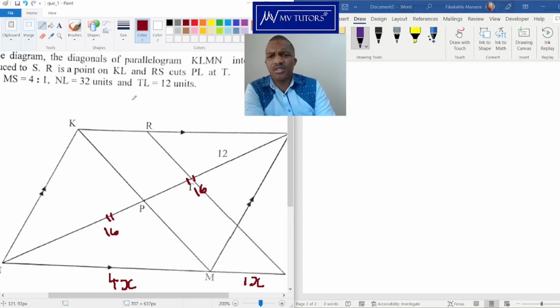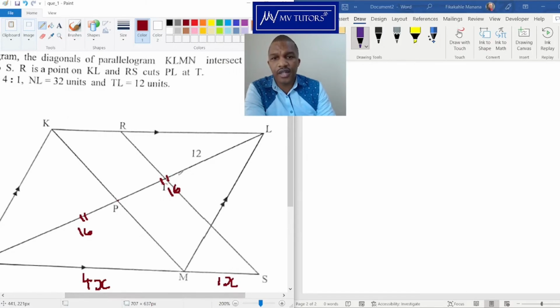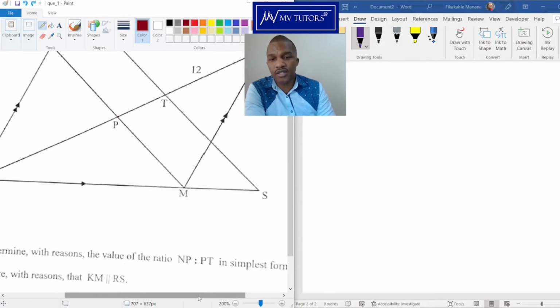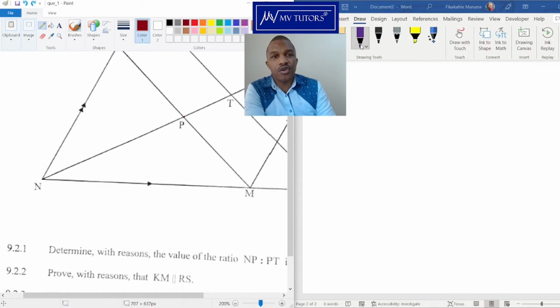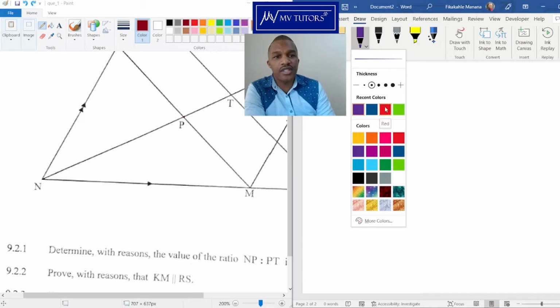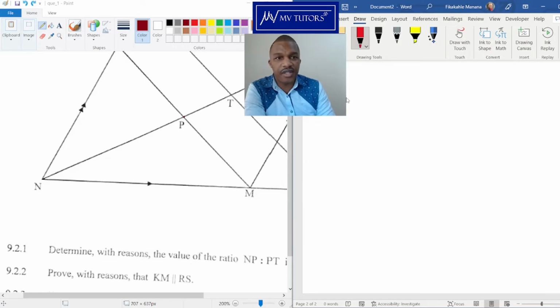Those are just some clues we're getting from this. And then TL is 12 units. They've even shown it here, TL is 12 units right there. So that's what we could gather from the statements. Now let's go read the questions and see what they require. Everything we're going to solve will be based on the information we've been given.